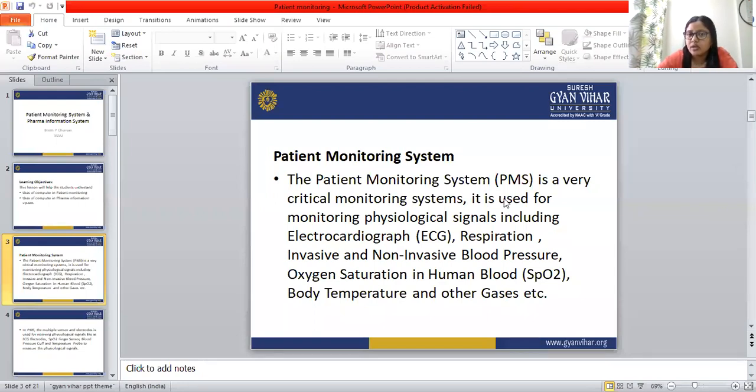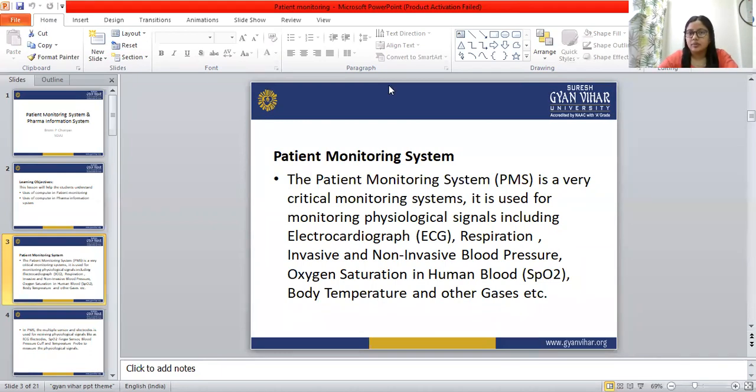It is used for monitoring physiological signals including electrocardiograph, that is ECG, respiration, invasive and non-invasive blood pressure. We can monitor the blood pressure, ECG, and oxygen saturation in human blood, that is SpO2. We can also monitor through the computer body temperature and other gases.